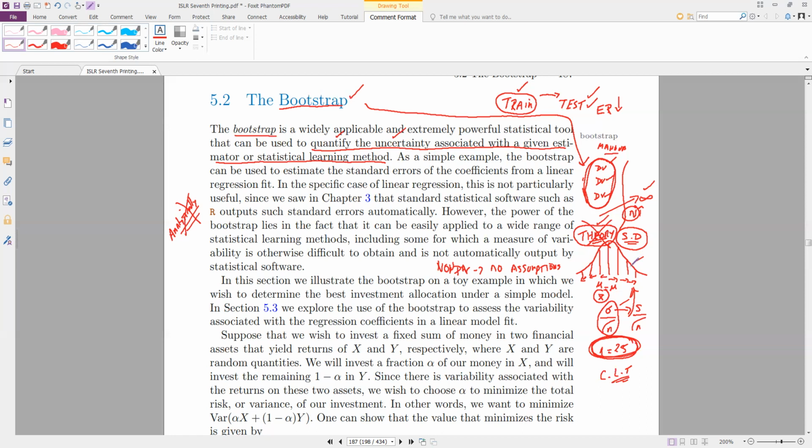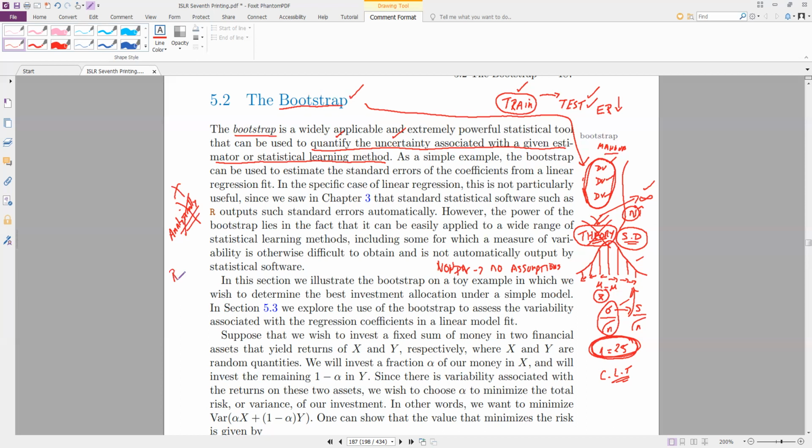So the bootstrap comes in handy when you don't have the theory, or you simply don't want to use it. Those are the two cases where you might want to bootstrap. And what the bootstrap does is take advantage of computing power to basically resample.